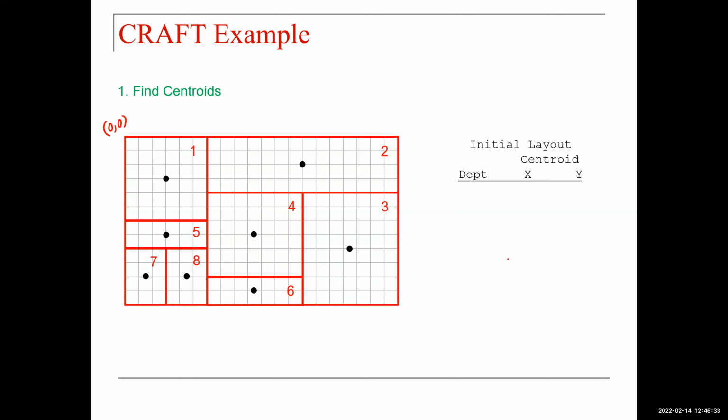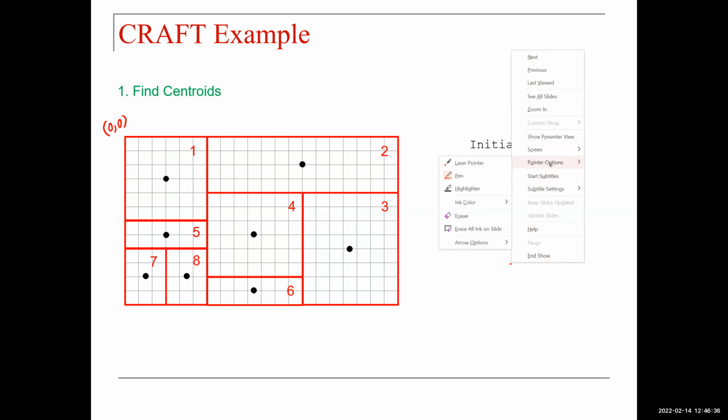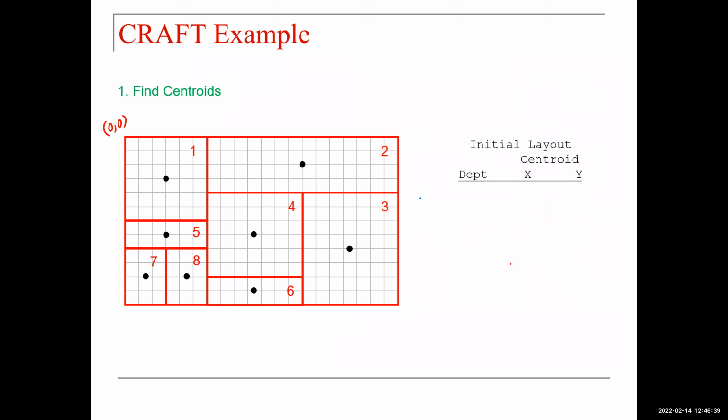So, let me use another color. For instance, for department 1, counting for X, this is 3. And for Y, this is also 3. Okay, so these are rectilinear distances. No, we are going to assume that we're going to use positive distances. Yes, that's a good question. At the end, what we want to make sure is that we have the correct distance from the origin.